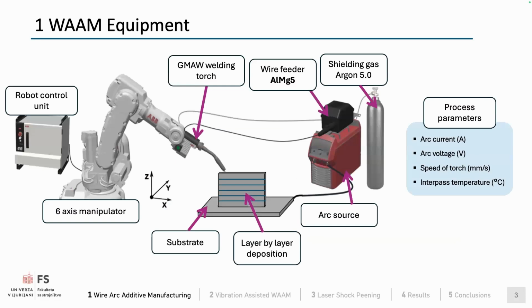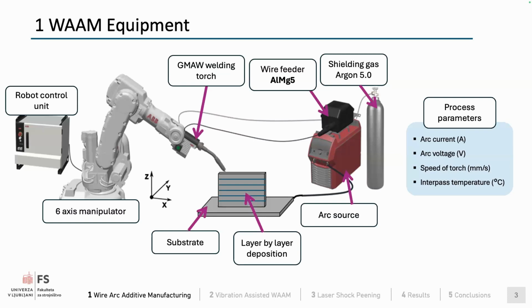So the equipment of WAM is shown here. We have this existing welding process, an arc source equipped with a wire feeder. In our case, the wire was aluminum magnesium 5, so an aluminum alloy with 5% magnesium. We employ the shielding gas argon because it's an inert gas, so as not to contaminate the liquid melt pool. We had a 6-axis manipulator equipped with a gas metal arc welding torch to execute our welding trajectory.